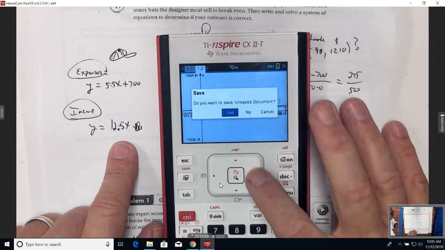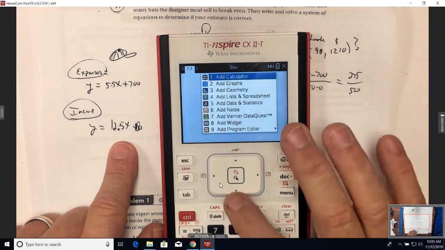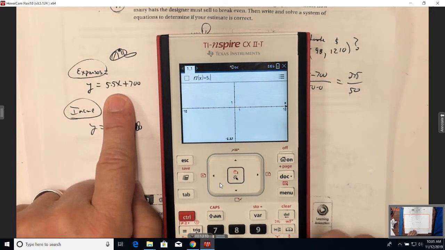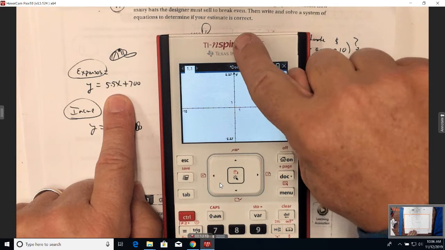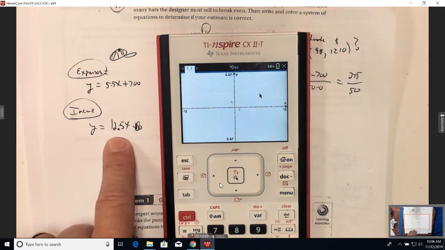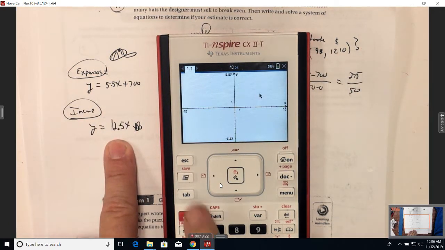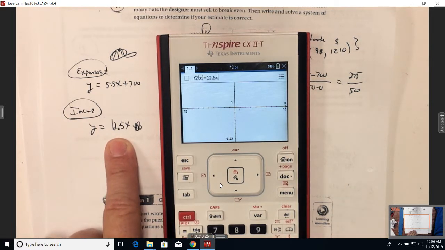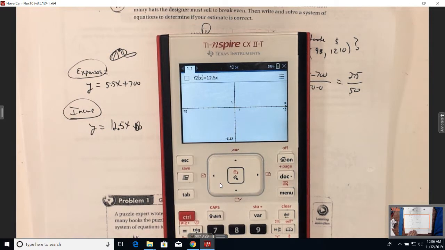So go to new document. Don't save my last one. Add the graph. What's my first one? 5.5x what? Plus 700. I don't see it because the y-intercept's way up there at the tip top. And then my other one would be, just go graph the other one. I'm selling them for $12.50 a piece. We got that? Hit enter. And I see one of them. Why don't I see the other graph?